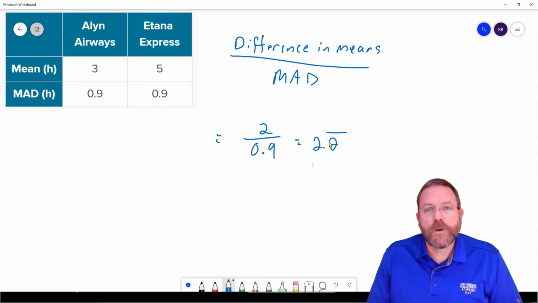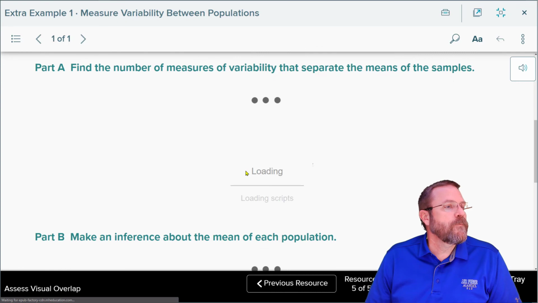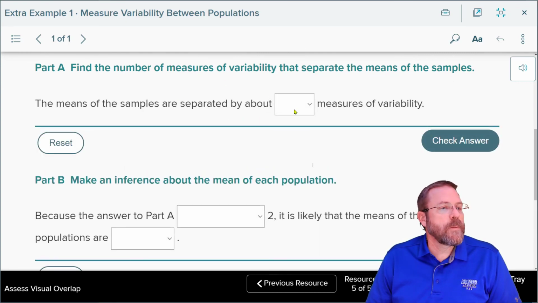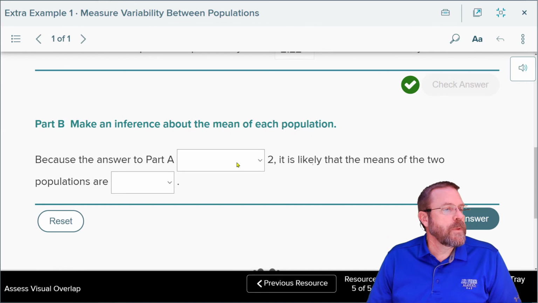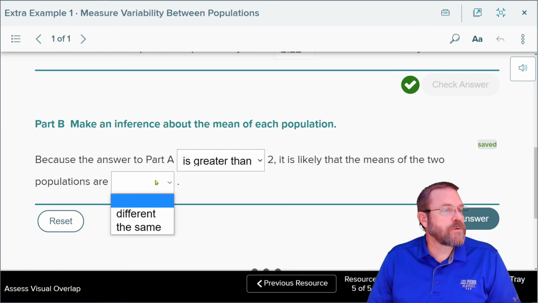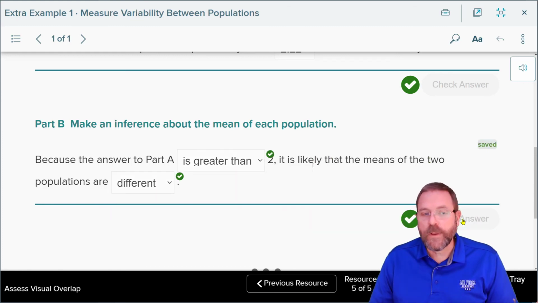Now let's go back to our textbook and see what options they give us to go from there. All right, find the number of measures of variability. The means of the samples are separated by 2.22 measures of variability. That part's good. And because the answer to part A is greater than 2, it is likely that the means of the 2 populations are going to be different. Check your answers. That's it.